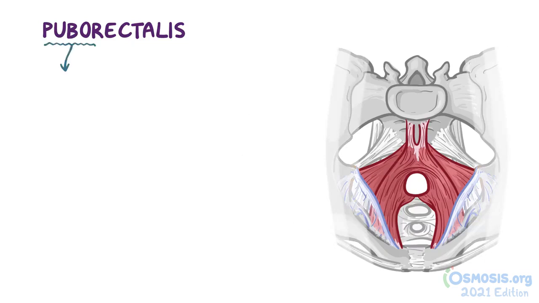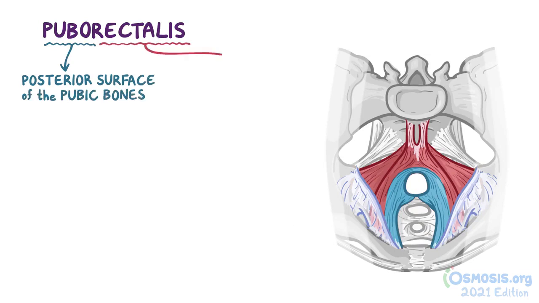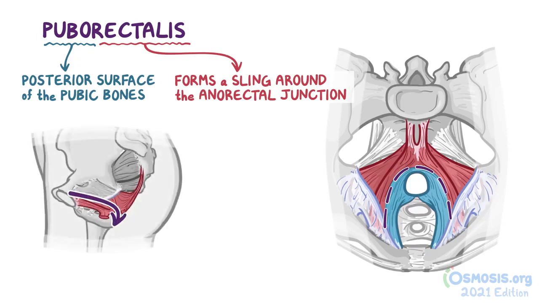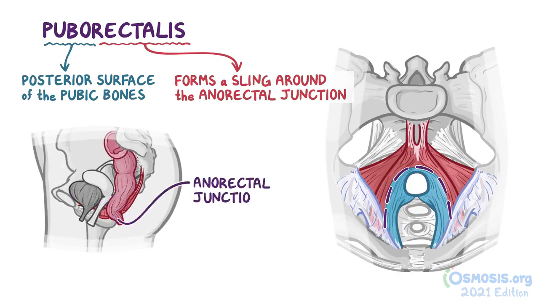Pubo means that this part attaches to the posterior surfaces of the bodies of the pubic bones anteriorly, and rectalis means that this part forms a sling around the ano-rectal junction. Easy, right? The puborectalis is U-shaped, with the tips of the U attached anteriorly to the posterior surfaces of the bodies of both pubic bones. The bowl of the U forms a puborectal sling around the junction between the rectum and the anus, called the ano-rectal junction or flexure. So, when all is said and done, the puborectalis plays a major role in maintaining fecal continence.